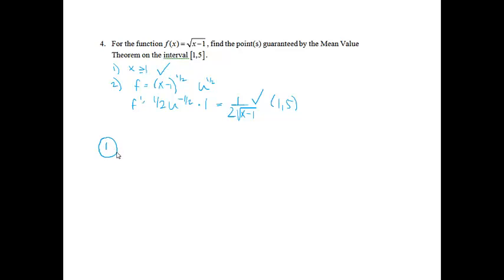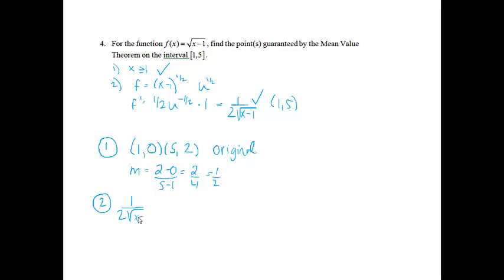The first one is we actually want to find the slope. So if I find the slope, I know my x values are 1 and 5. When we're finding the slope, we're going to go into the original problem to get our y values. So if I plug 1 into the original problem, I will get 0. If I plug 5 into the original problem, I will get 2. So the slope is going to be 2 minus 0 over 5 minus 1, which gives me 2 over 4, which gives me 1/2. Okay, second thing is we want to find the derivative, which we already did.